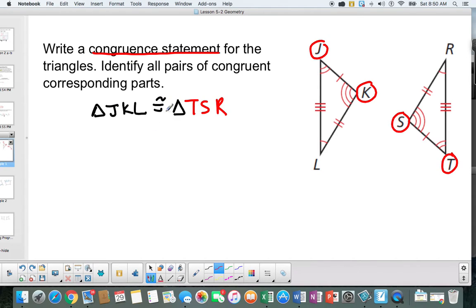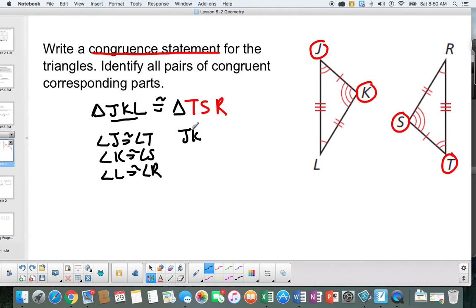Identify all pairs of congruent corresponding parts. I'm not going to use the diagram anymore because this really tells me a lot. Angle J is congruent to angle T, the first position. Angle K congruent to angle S. Angle L congruent to angle R. These are all my angle pairs. Now I'm going to go to my side pairs. JK, first 2 letters, congruent to TS, first 2 letters. Last 2 letters, KL, congruent to last 2 letters, SR. And then the first and the third, JL, congruent to the first and the third, TR.